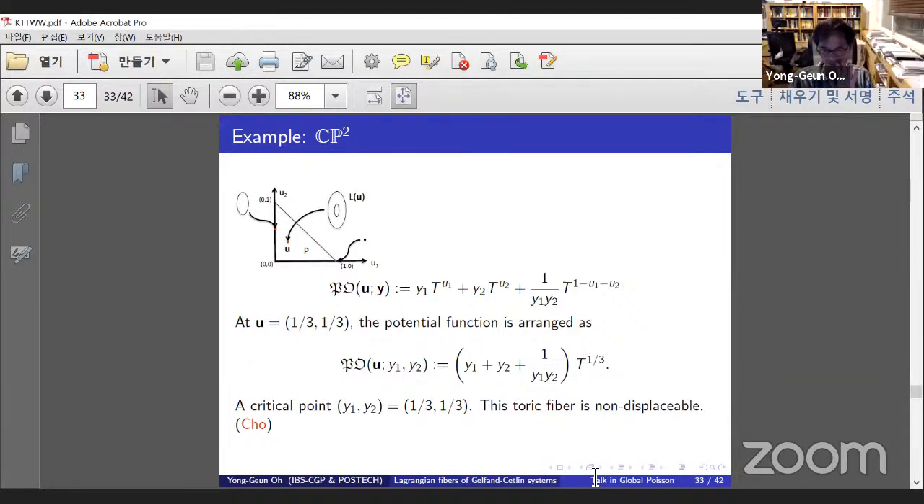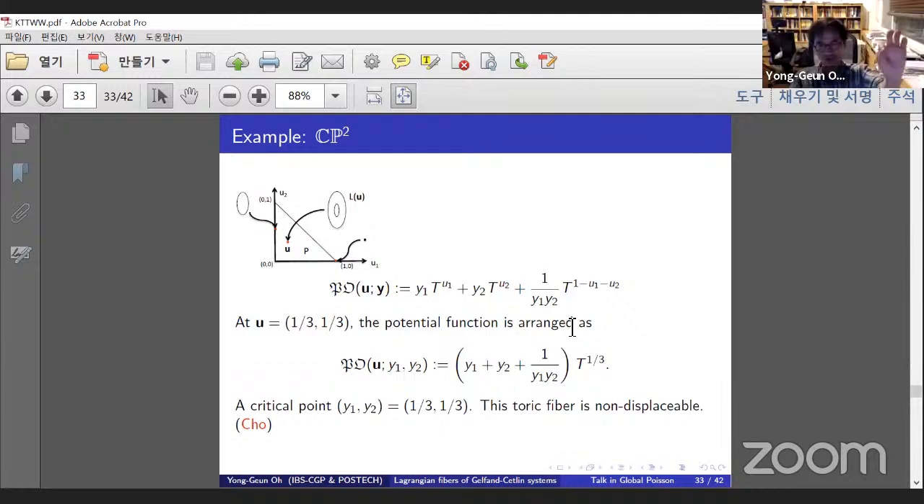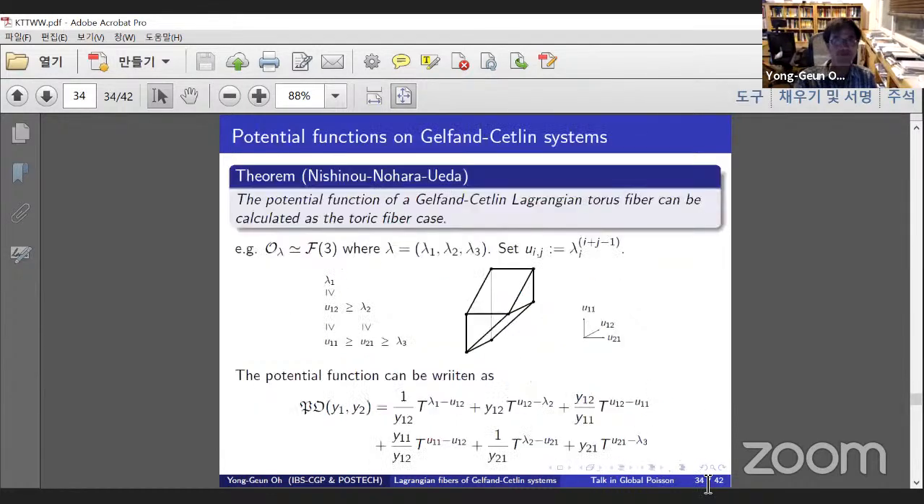The point is that this one has a critical point. If you look at the u1, u2 at another point, you do not have a critical point. So then you can play the same game.